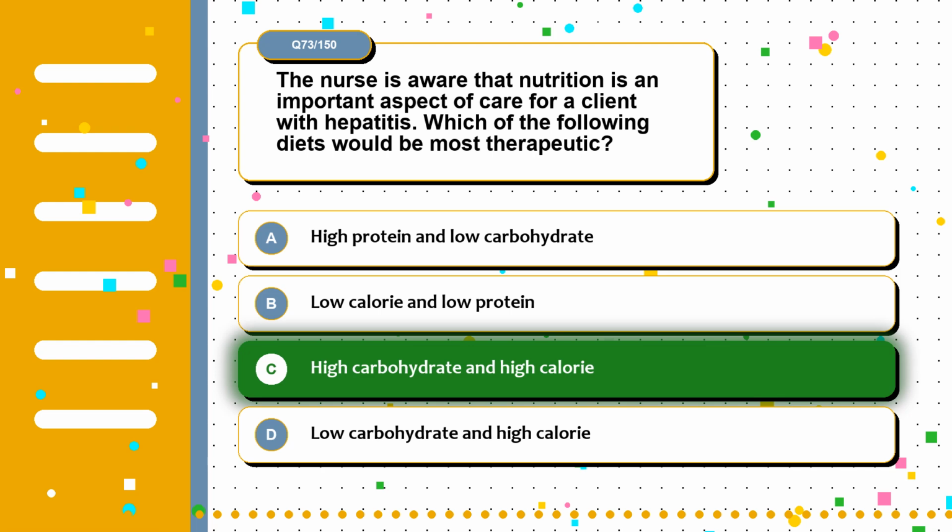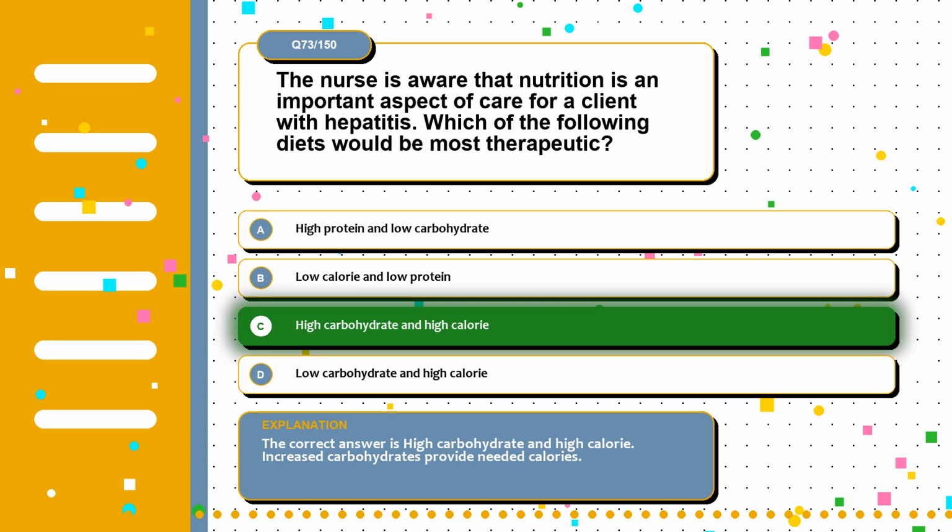The correct answer is option C, high carbohydrate and high calorie. Increased carbohydrates provide needed calories.